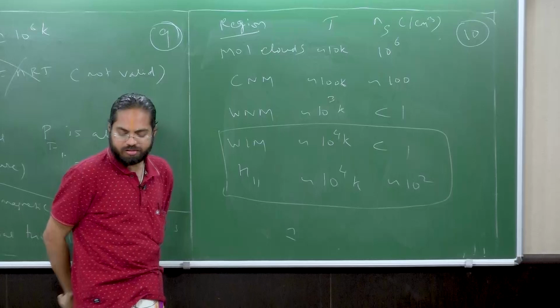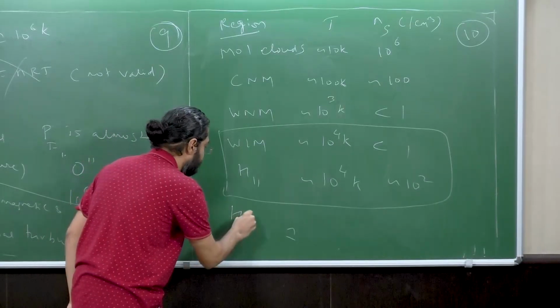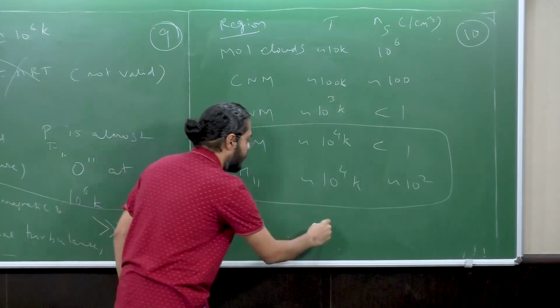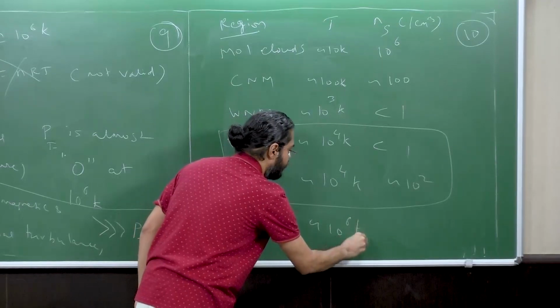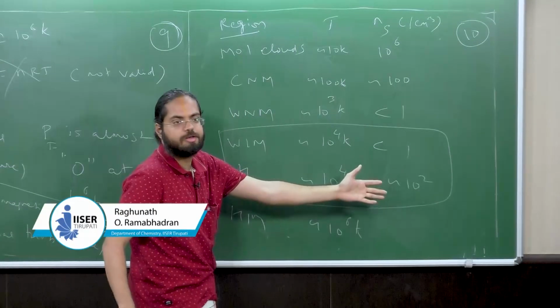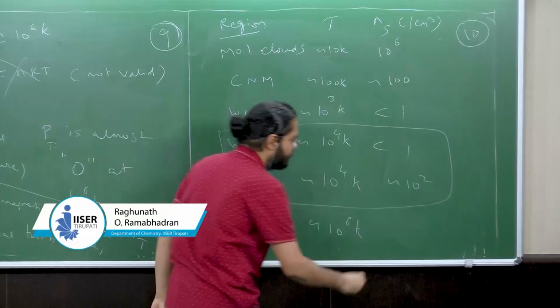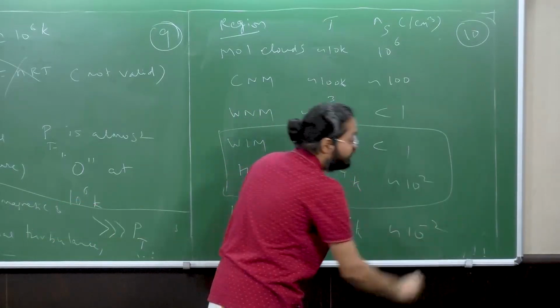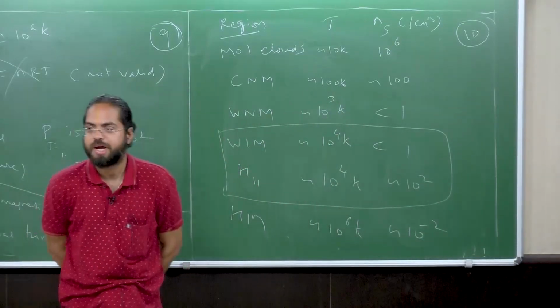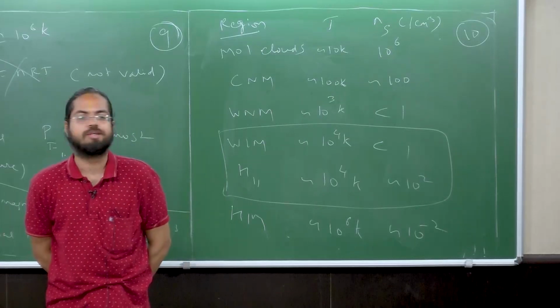And lastly, what's the last region? It's the hot ionized medium. Temperature, roughly 10 to the power 6 Kelvin. And what is the number density? Well, as you would expect, it is even less than 10 to the power minus 1. So this is how sparse the interstellar medium could be.